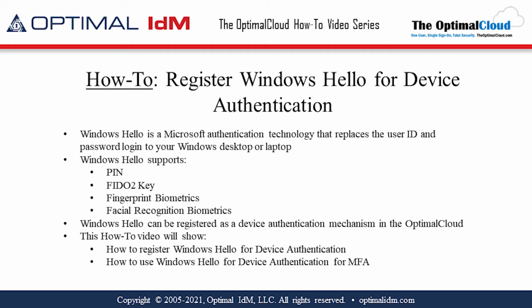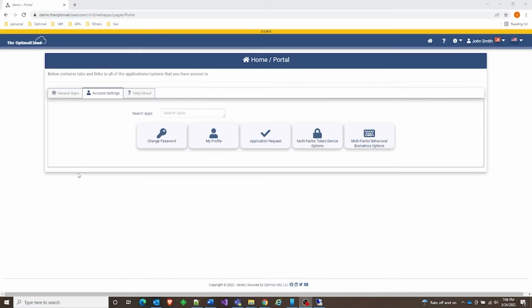This video will show how to register Windows Hello for device authentication and how to use Windows Hello for device authentication for multi-factor authentication. Let's look at setting up Windows Hello for device authentication. The first step is to go to the account settings on your home portal and select multi-factor token device options.